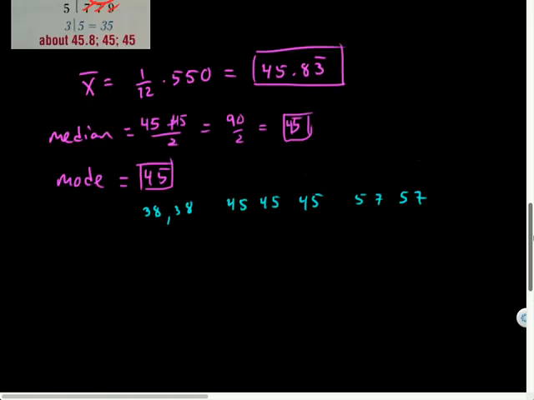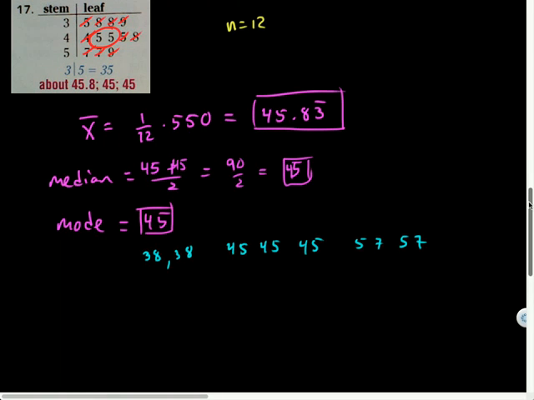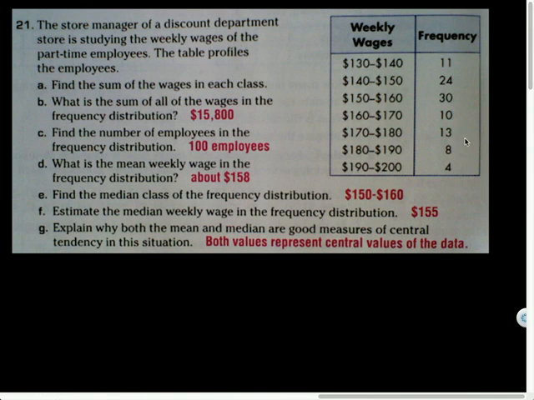Let's see, so there's that. Did I cover everything on that question? Yeah, that's all they wanted: mean, median, mode, bam. And now here's question 21.